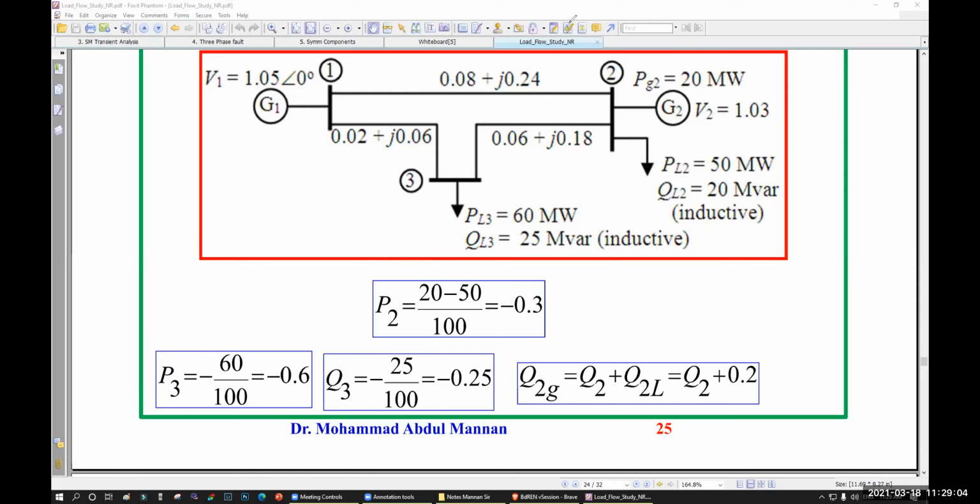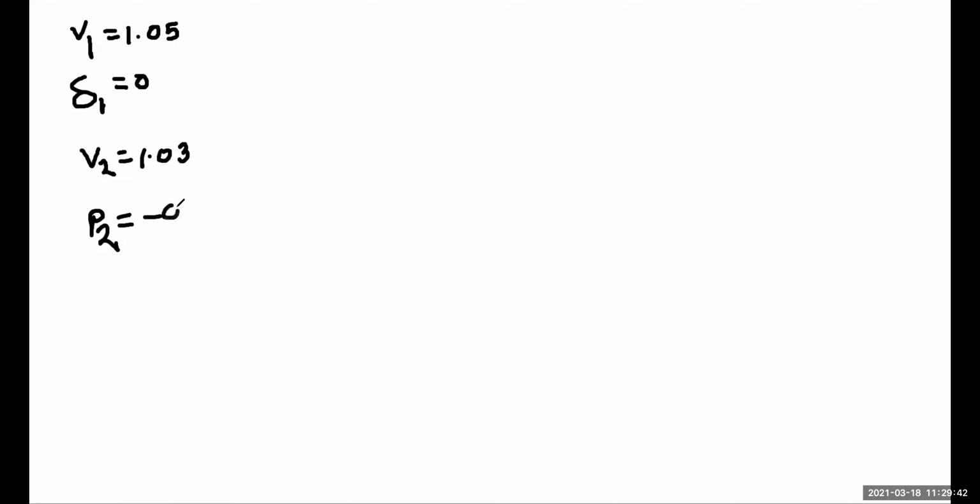So let's go to the whiteboard. What are the things that are known? V1 is equal to 1. Delta 1. Oh, this one is 1.05, not 1. Okay, delta 1. Now V2, 1.03. Delta 2 is not known yet. So your P2 is minus 0.3.